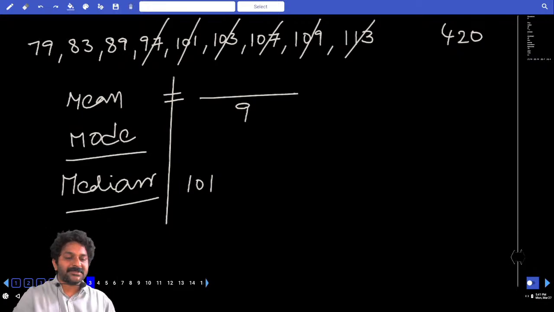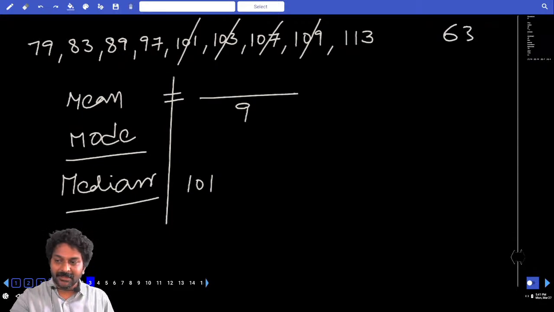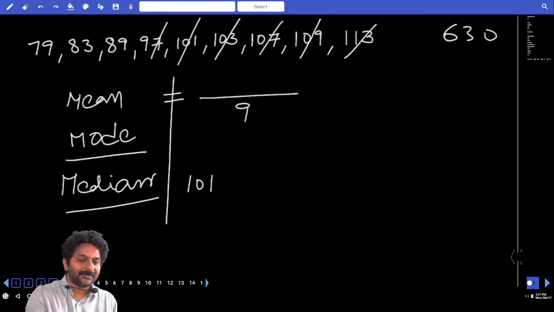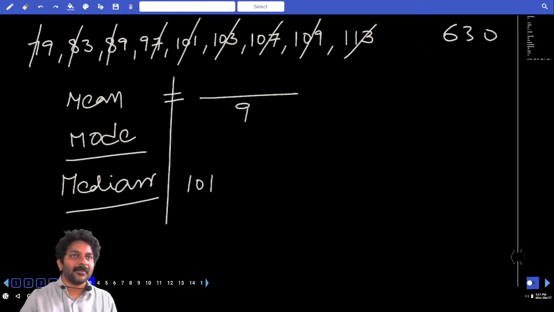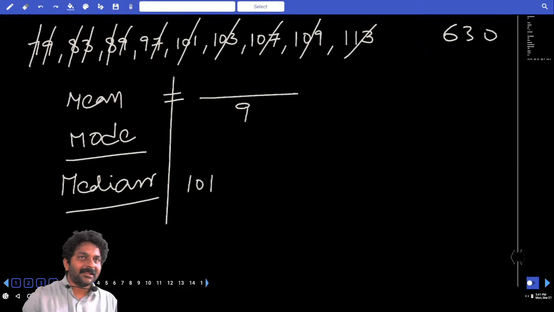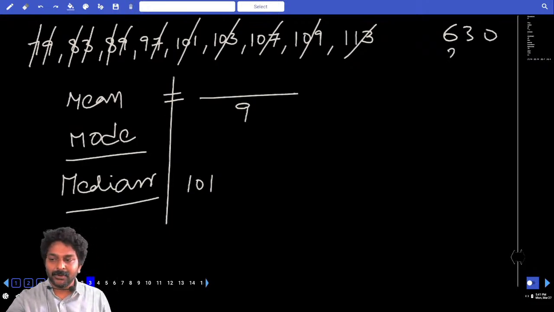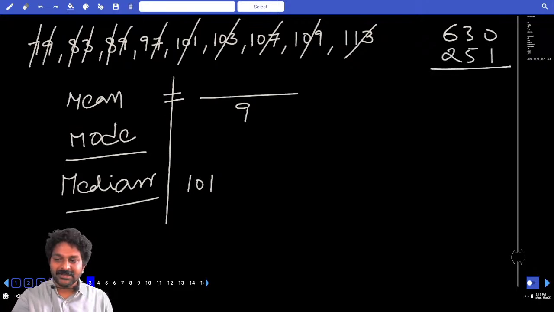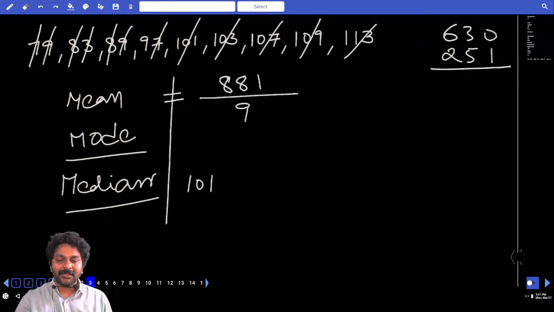210. 210 plus 420, 630. These two are also over. Yes? Right. Now 70, 80, 80, 230. 9 plus 9 plus 3 is 21. 230 plus 21 is 251. Sum is equal to 881. Now the question is about 9 by 7 times of mean minus median.